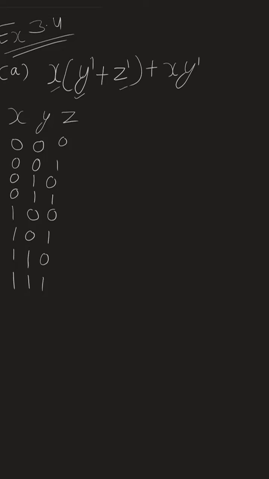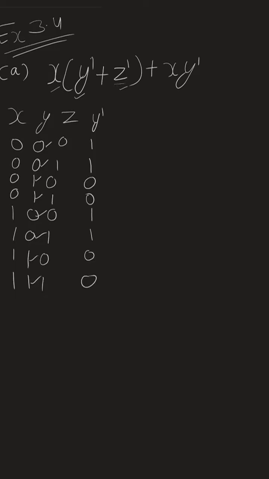Okay. Now we need y complement. So you can write down here y complement. Here is 0. So complement means reverse. So write down 1, 1, 0, 0, 1, 1, 0, 0, reversing each value of y.